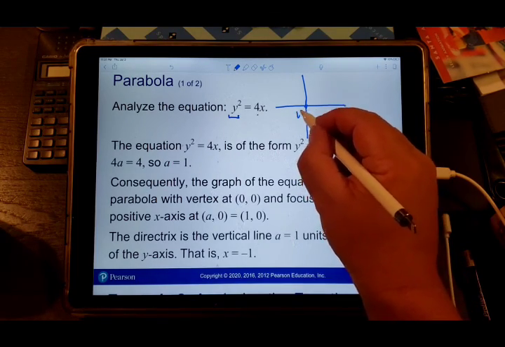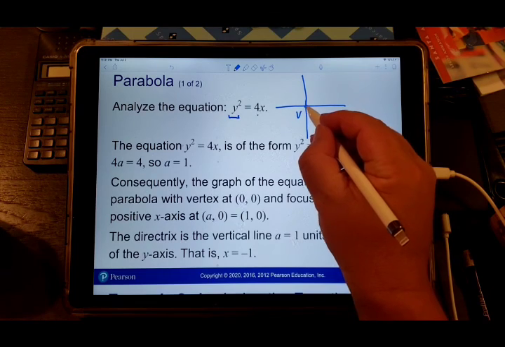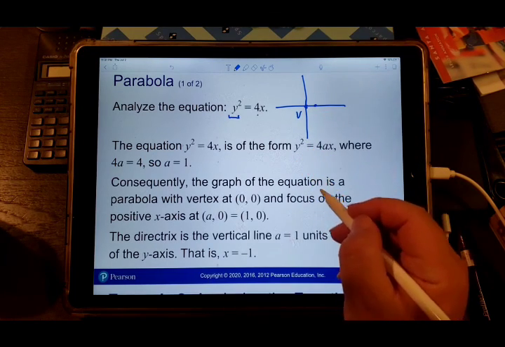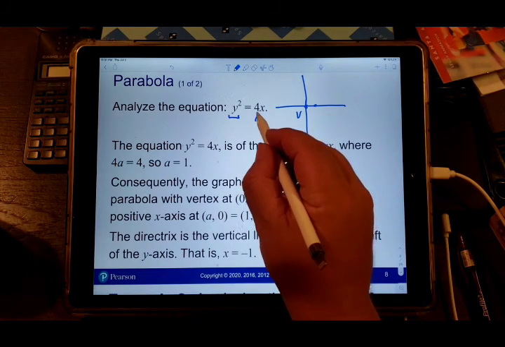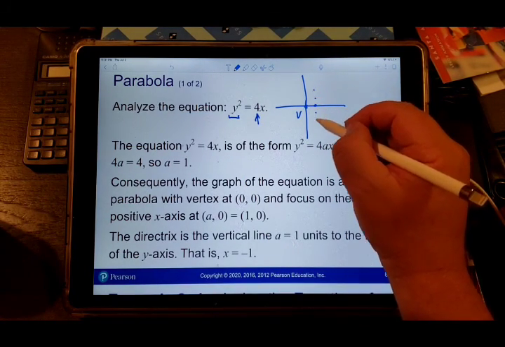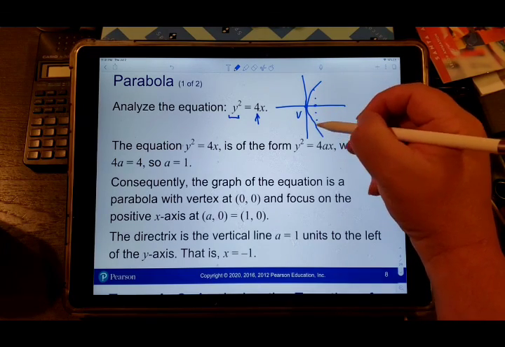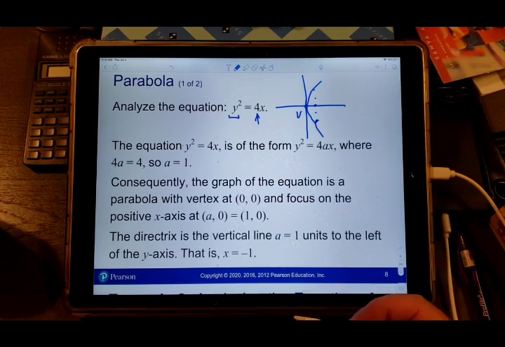We'll talk about when the vertex isn't at 0, 0, but there's the vertex. Since A is 1, I'm just going to move forward 1. Since the latus rectum is 4, I'm going to go 2 in this direction and 2 in this direction. And it's going to be that picture.